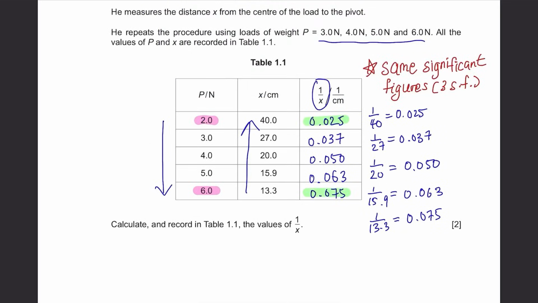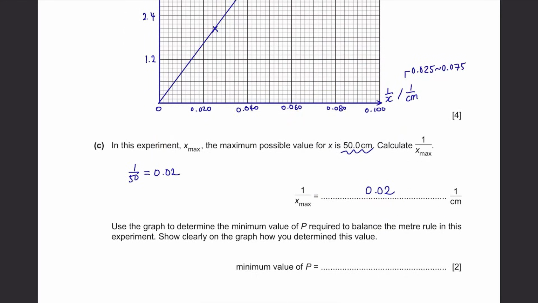Remember, from this table, the higher the value of x, the lower the weight of P. In the first part of the question, they have given us the maximum value of x, and we found the equivalent in terms of 1 over x. Then they asked us to find the minimum value of P. This means that the maximum value of x will lead to the minimum value of P.